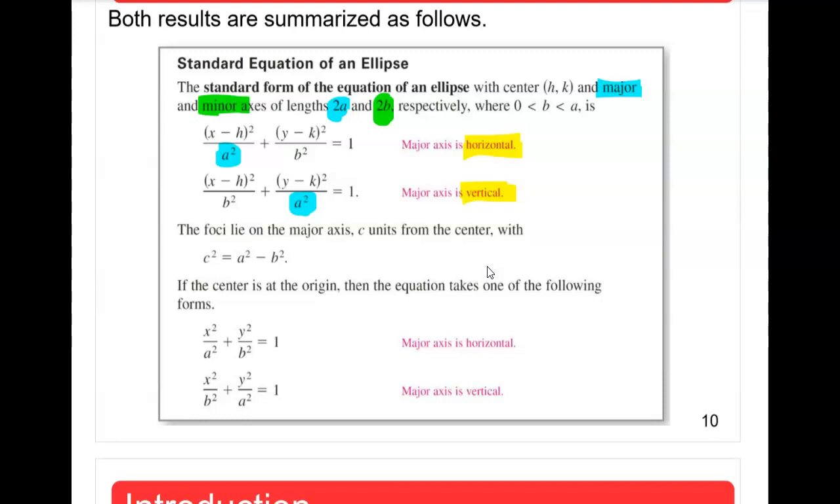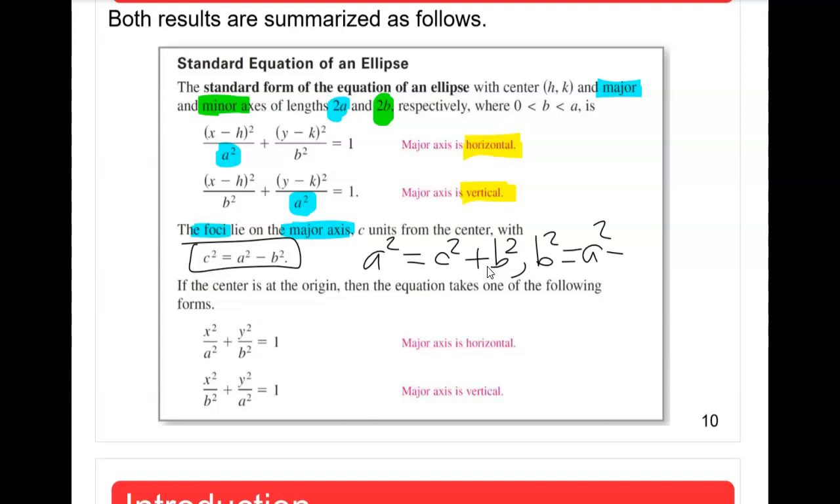So the foci will also be on the major axis, always, just like the vertices. And to find the foci, we use this formula. But remember, if you are looking for a squared, then you will need c squared plus b squared. And if you are looking for b squared, then you will need a squared minus c squared. So make sure you do have all of these formulas with you.